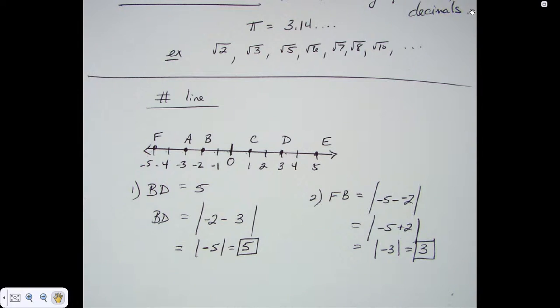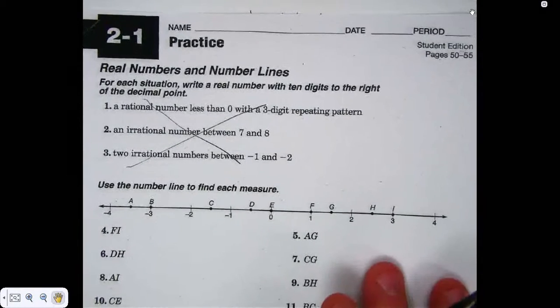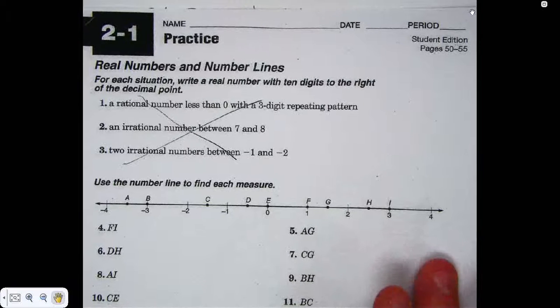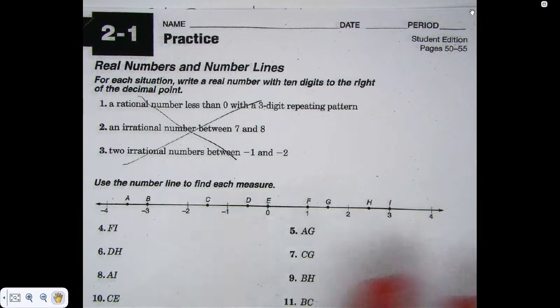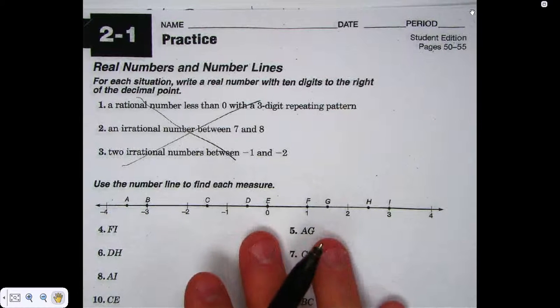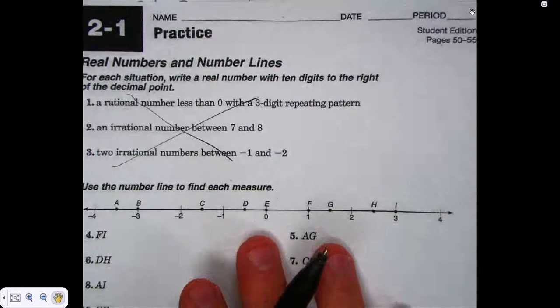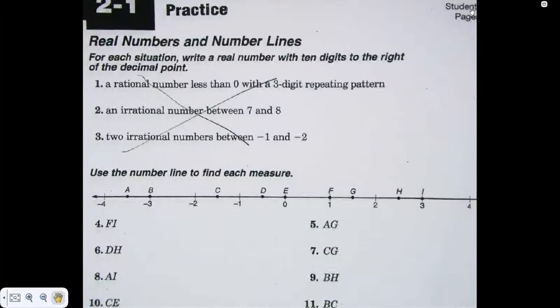Everybody get that worksheet out? I know they have an X on them, but we are going to talk about them. A rational number less than 0 with a 3-digit repeating pattern. These always throw people off because I'm asking you to be creative. They're giving you conditions. Make sure the number you give back satisfies the conditions given.